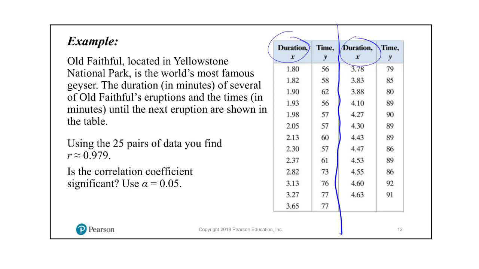So what we're trying to see is whether there is a correlation between how long an eruption is and the time until the next eruption. So if you took all these 25 pairs of data, the ones here and here, and ran that whole calculation, you would get an R of approximately 0.979. And what we want to know is whether that indicates a significant rho, a significant correlation between these two data sets. So we're going to test that using a 5% significance level.